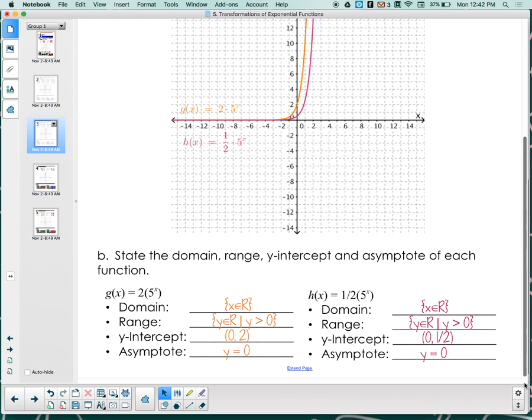Our y-intercept becomes (0, 2) and (0, 1/2). Asymptote stays the same at 0. As you go through these at home, make a note of what transformations affect each of these things. No transformation affects the domain. Some transformations will affect the range. A couple transformations affect the range, along with the y-intercept and the asymptote. Questions about those two?